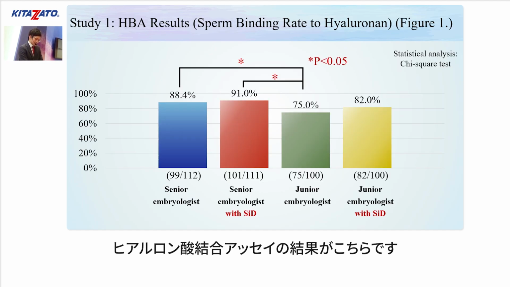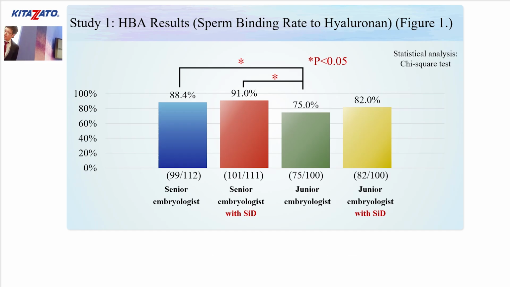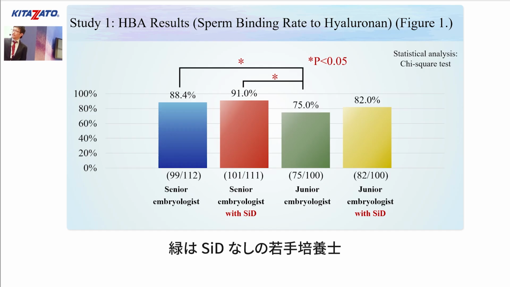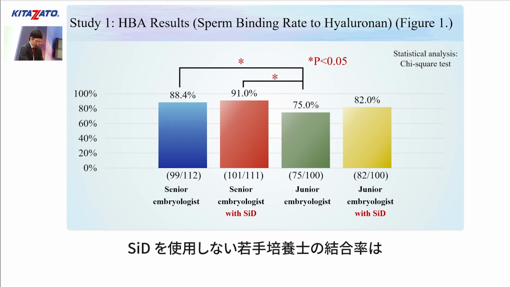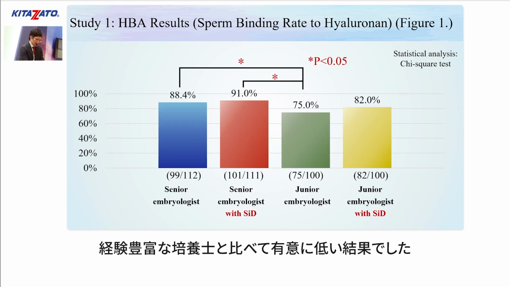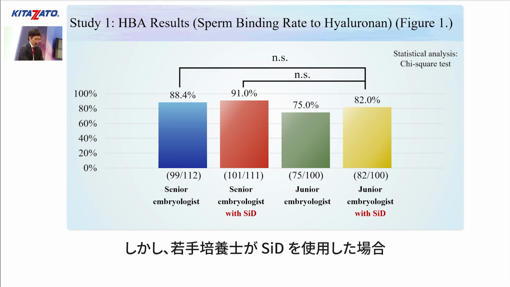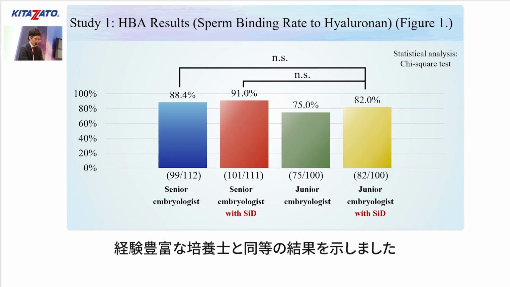This slide shows the result of the hyaluron binding assay in Study 1. These two bars show senior embryologists. Blue is senior embryologist without SIDO. Red is senior embryologist with SIDO. These two bars show junior embryologists. Green is junior embryologist without SIDO. Yellow is junior embryologist with SIDO. Junior embryologist without SIDO was significantly lower than that of senior embryologists. However, when the junior embryologist used SIDO, this difference was eliminated, and they achieved comparable results to senior embryologists.